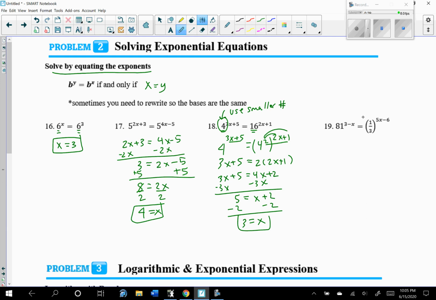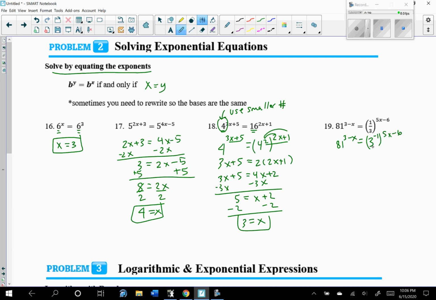Over here, same thing, we have 81 and 1/3, which do not look like the same bases to me, so we're going to look at the smaller one to help us. I don't usually like working with fractions, so I'm going to make this a negative power, so we would get 81 to the 3 minus x. How do I make this a negative power? By taking this up and getting rid of that fraction. So this would be 3 to the negative 1 power is the same thing as 1/3.